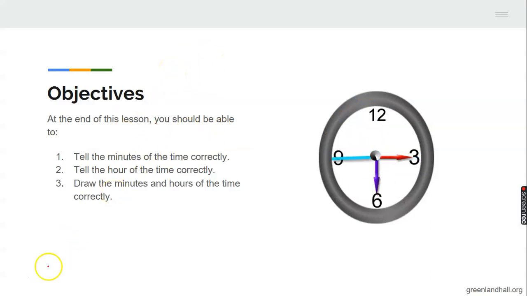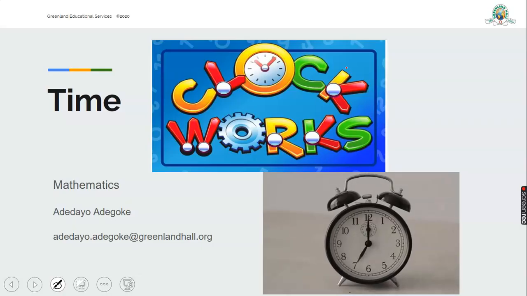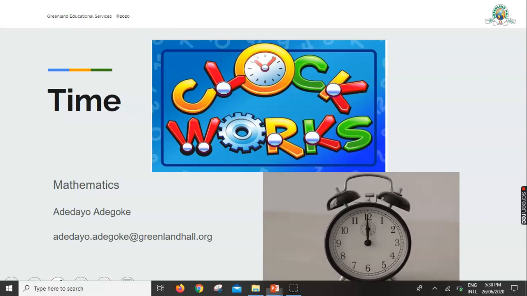At the end of this lesson, you should be able to tell the minutes of the time correctly, tell the hour of the time correctly, then draw the minutes and hours of the time correctly. I'm sure you are very familiar with this object. This is a clock. As you can see on the first slide, this is the image of a clock. It tells the time.